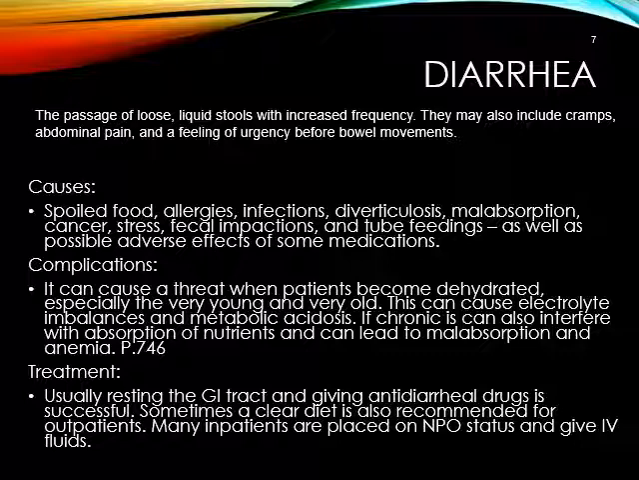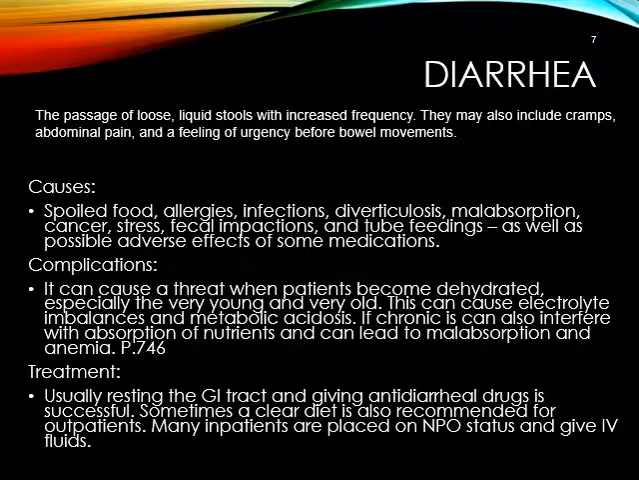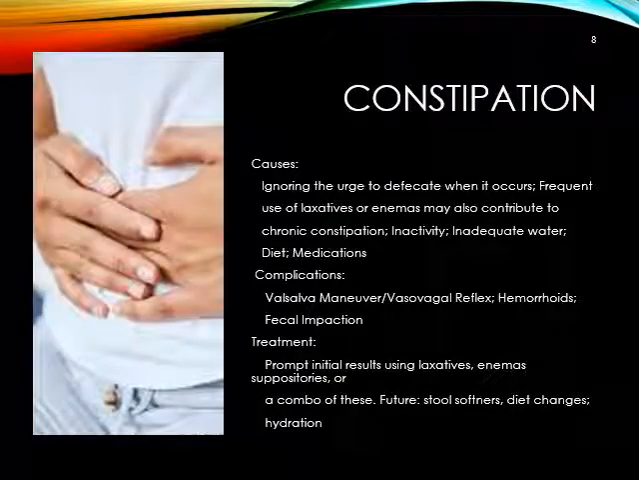All right. Now we can go to the next slide, which is just the opposite, constipation. So constipation is on page 747 in your book. The frequency of defecation varies among healthy people. Bowel movements may occur as often as 2 or 3 times daily or once a week.